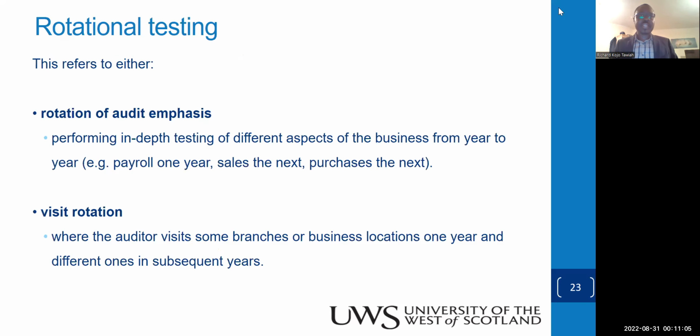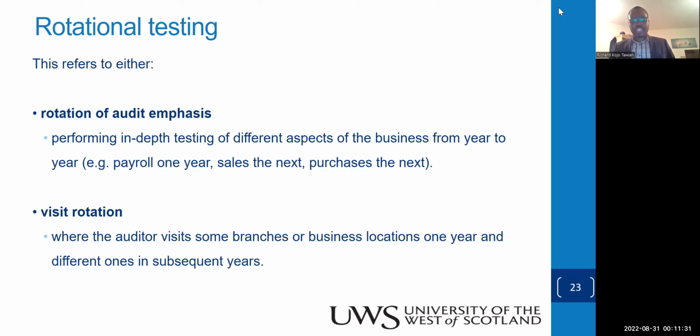Okay, all right. We also have what we call rotational testing. This year, we'll look at payroll. Next year, we'll just deal with sales. The other year, we'll deal with purchases. So it has two dimensions. Rotation of audit emphasis, so performing in-depth testing of different aspects of the business from one year to the other.